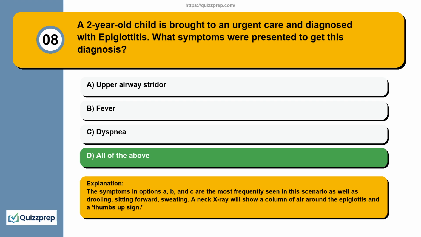The symptoms in options A, B, and C are the most frequently seen in this scenario, as well as drooling, sitting forward, sweating. A neck X-ray will show a column of air around the epiglottis and a thumbs-up sign.